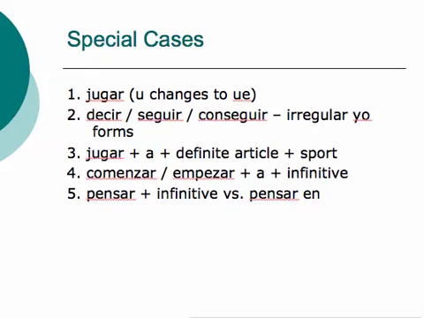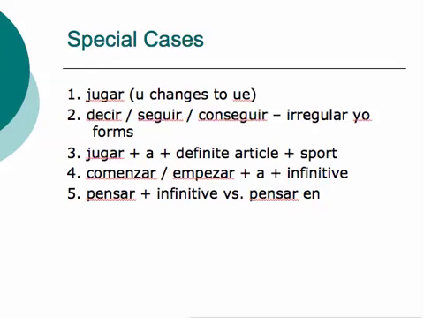There are a few special cases with stem changing verbs. The first one is jugar. Jugar is a verb that changes U to UE instead of O to UE. The second special case is decir, seguir, conseguir. These three verbs have an irregular yo form. Digo, sigo, consigo. But the rest of the forms are conjugated with the pattern that we've just seen for stem changing verbs.